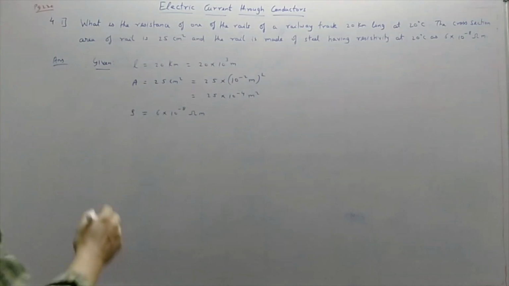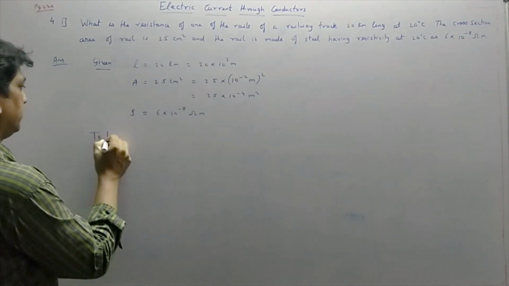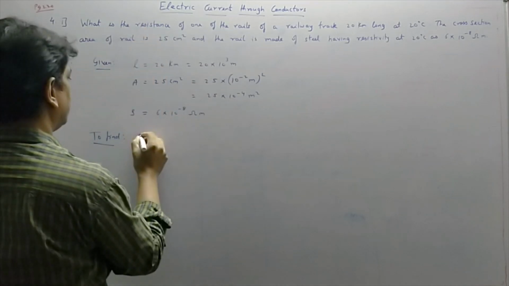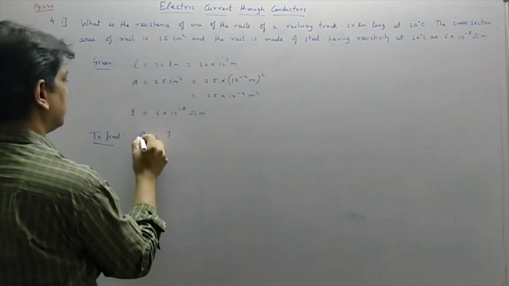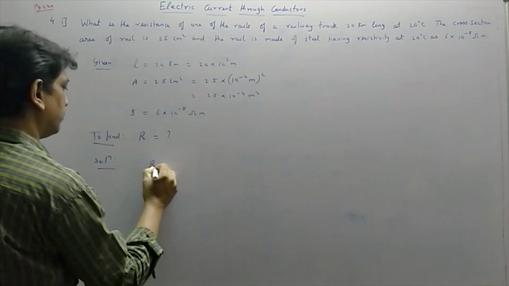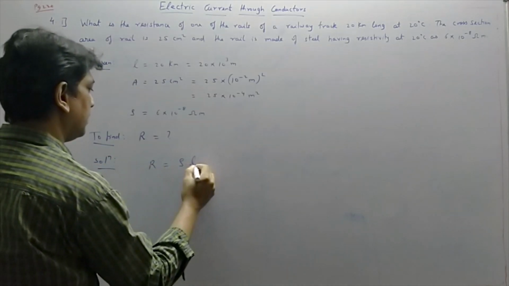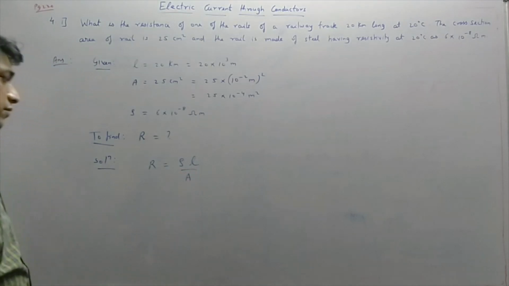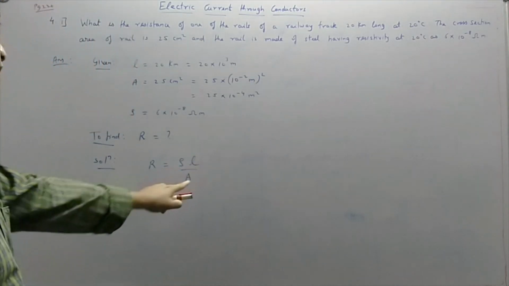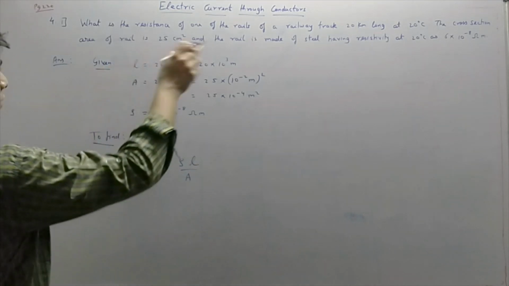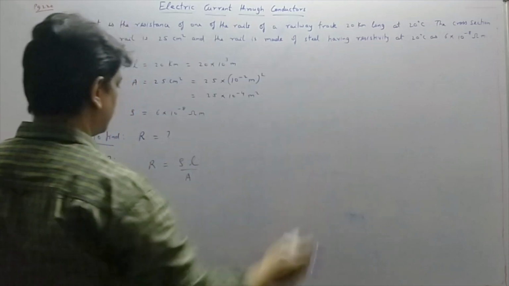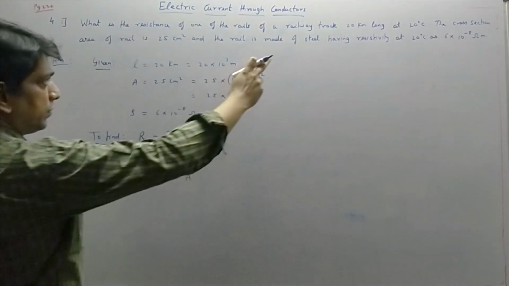We have converted that. Now what we are going to find is the resistance, capital R, the resistance of the rail. What is the formula for that resistance? R is rho L by A. Already we have seen the relation between resistance and resistivity, length and area of cross section of the conductor. That conductor is a rail made up of steel, so the resistivity of the steel is given to you.